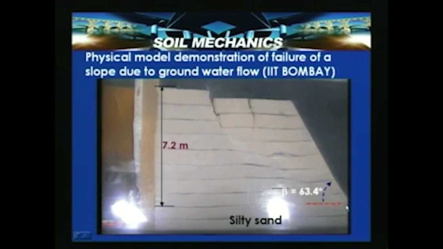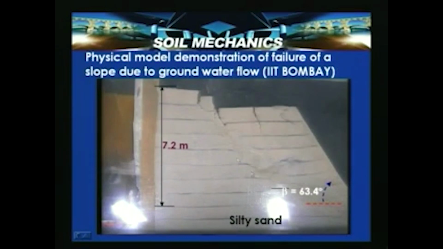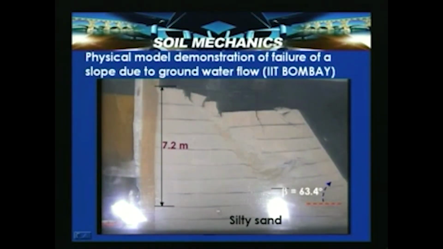As the water reaches the toe, you can see that the slope attains failure. So, this is the formation of tension cracks. This soil is equivalent to a silty sand, having a height equivalent to 7.2 meters, constructed with silty sand which is moist compacted, and the slope has an inclination of 63.4 degrees. So, let us look into the details again.